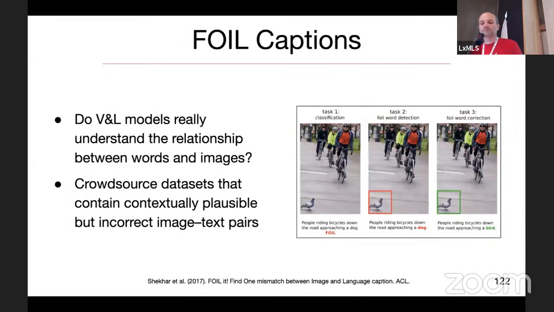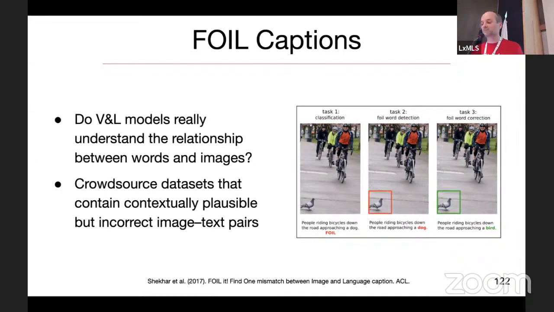One of the first efforts in this direction was called FOIL captions, where people created data sets with images paired with sentences, and there was something in the sentence that was wrong, but plausible. In this case, the foil is people riding bicycles down the road approaching a dog, and it's clearly not a dog. If your model understands that this is a bird, then you should be able to get some kind of understanding of, oh yeah, it knows that this is a different type of object.